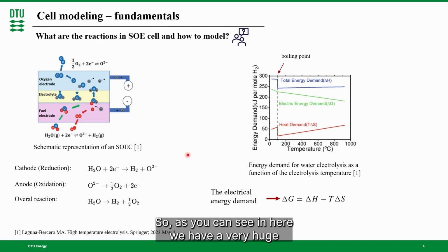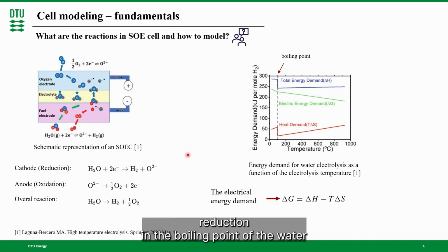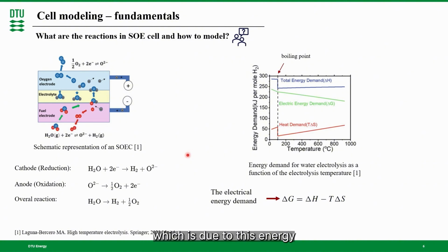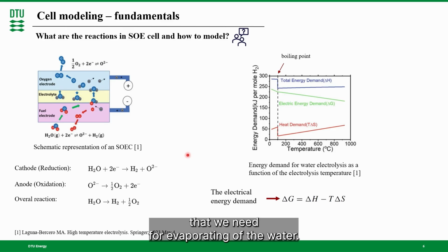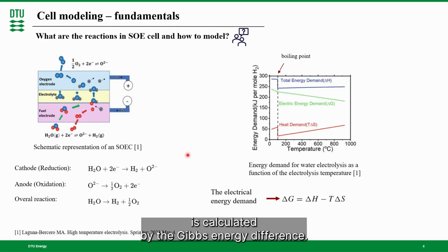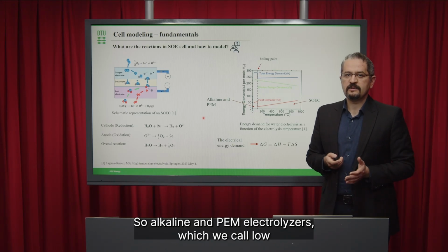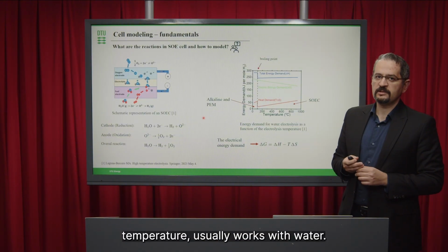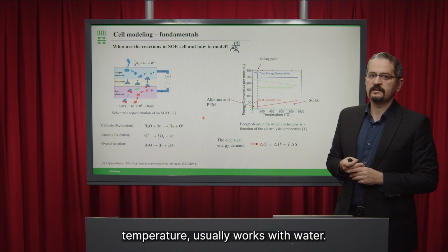As you can see here, we have a very huge reduction at the boiling point of the water, which is due to the energy that we need for evaporating the water. The electrical energy that we need is calculated by the Gibbs energy difference. So alkaline and PEM electrolyzers, which we call low temperature, usually work with water.